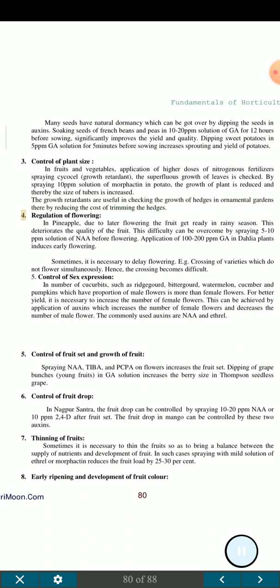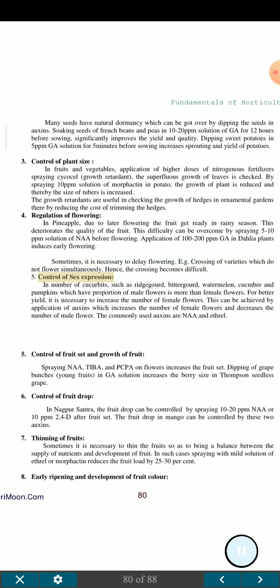the hedges. 4. Regulation of flowering. In pineapple, due to later flowering the fruit gets ready in rainy season. Thus it deteriorates the quality of the fruit. This difficulty can be overcome by spraying 5 to 10 ppm solution of NAA before flowering. Application of 100 to 200 ppm GA in dahlia plants induces early flowering. Sometimes, it is necessary to delay flowering, e.g., crossing of varieties which do not flower simultaneously. Hence, the crossing becomes difficult.